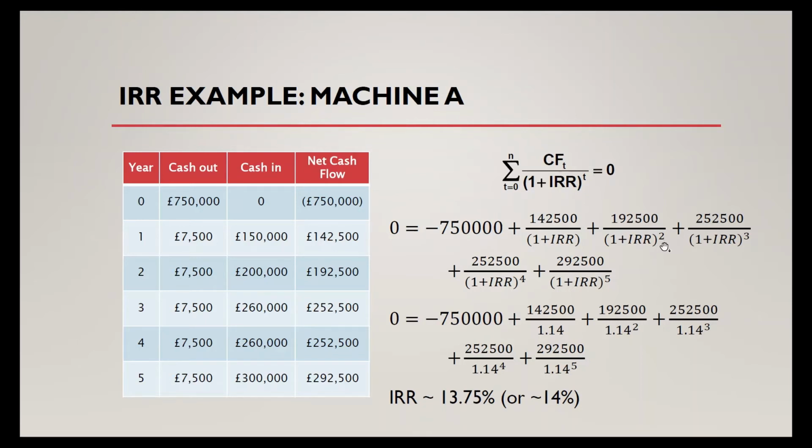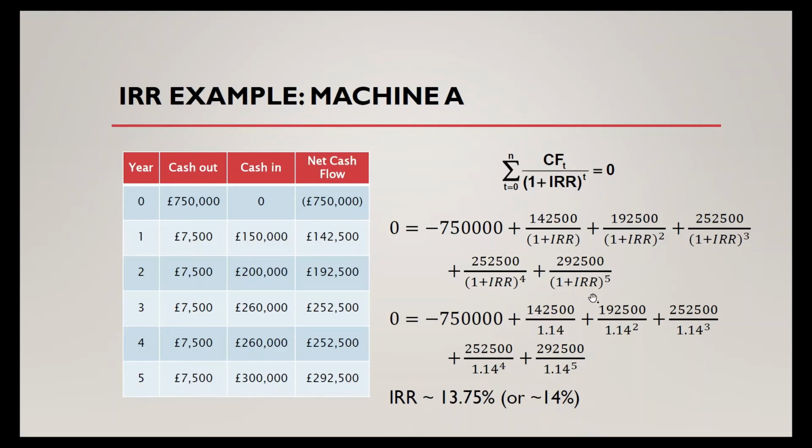For the third year, it is going to be 252.5 thousand, and then divide this by 1 plus IRR and raise to the third power because it's year 3. And year 4, it will be the same, 252.5 thousand, divide this by 1 plus IRR and raise to the 4th power because it's year 4. And for the 5th year, it is going to be 292.5 thousand, and we want to divide this by 1 plus IRR and raise to 5 because it is the 5th year.